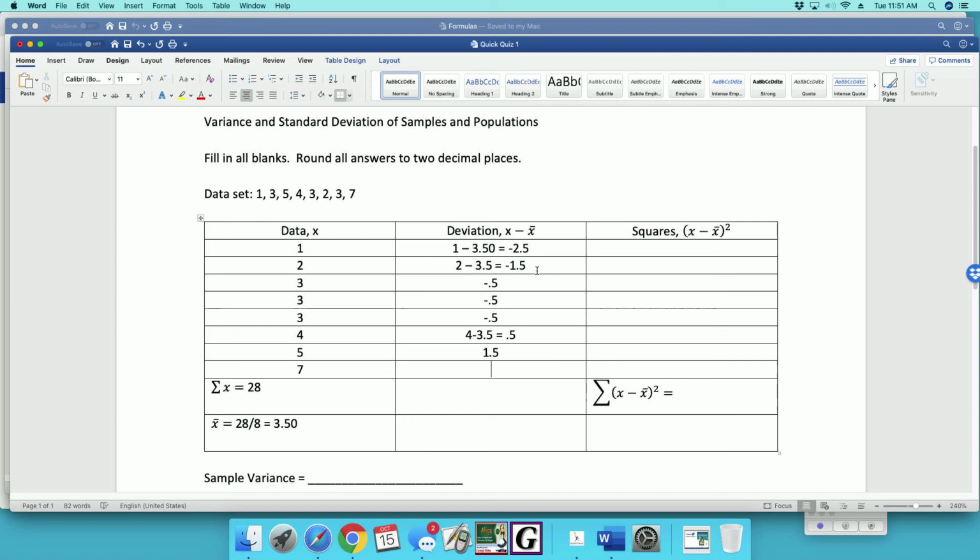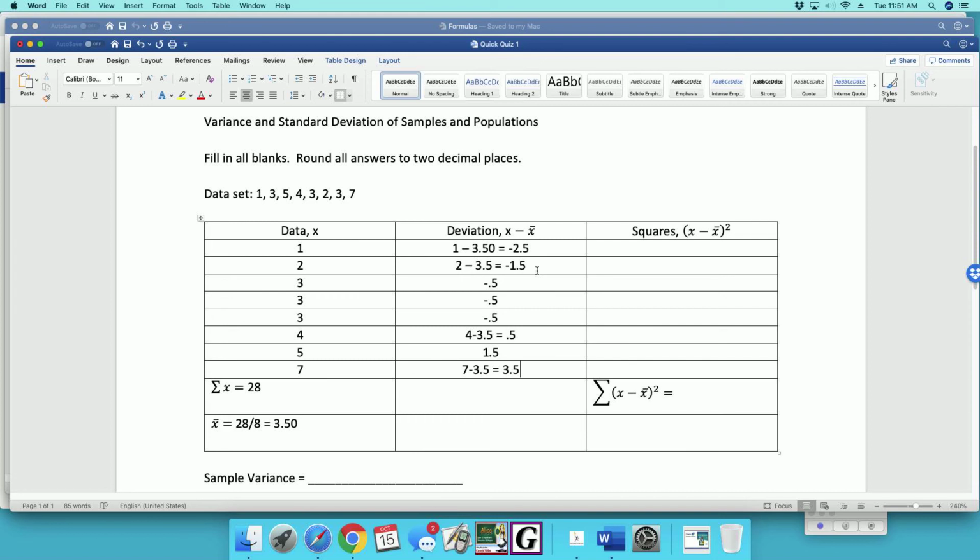And this is 7 minus 3.5, which equals 3.5. Okay? So those are all my deviations.